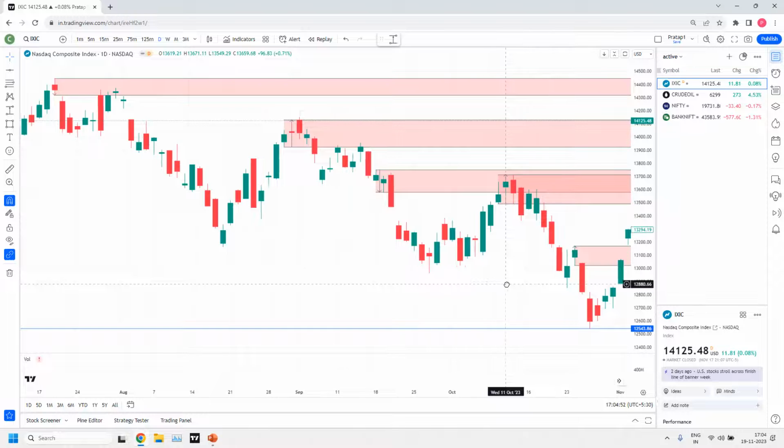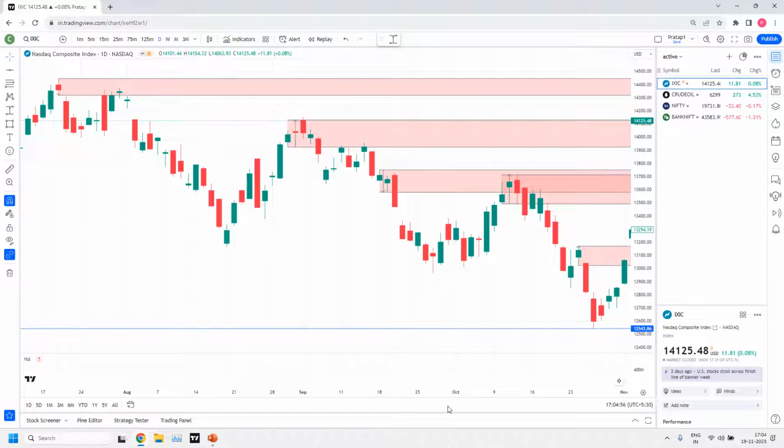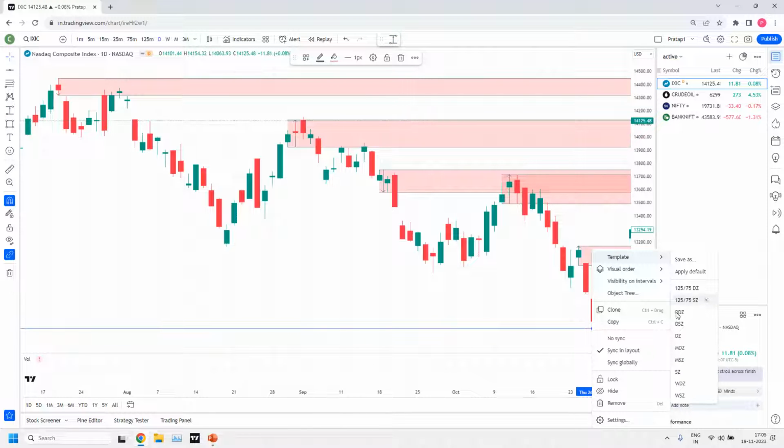Now the first demand zone is created here. After the downfall, from this blue color, we have already drawn this blue color. So by the time prices reach this blue color area, the trend is downtrend. Now let us draw this demand zone. Because this is a drop base rally, let me change the color to green.